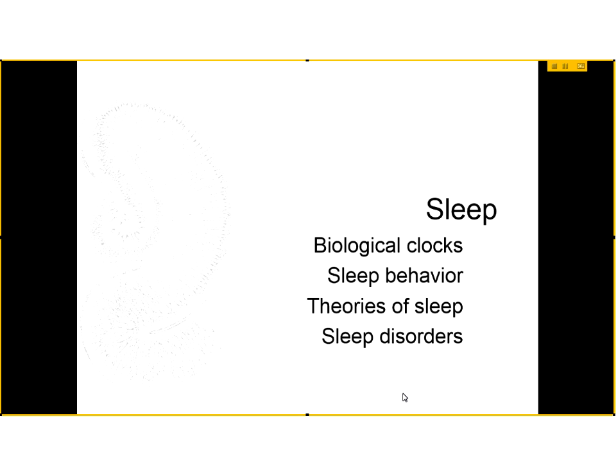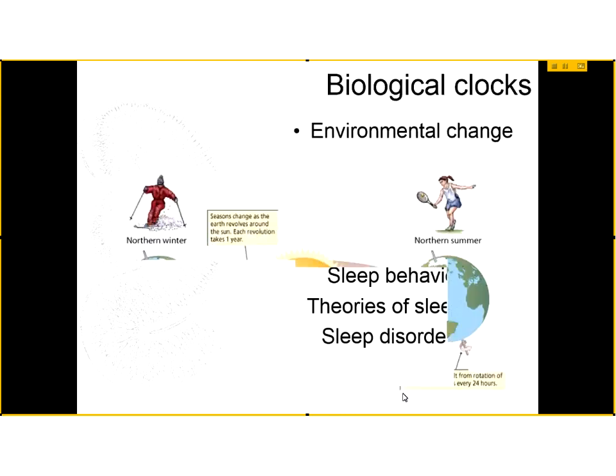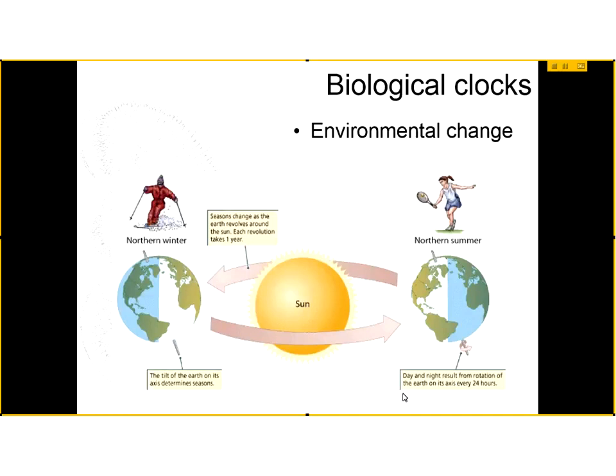So in terms of understanding sleep, it's important to understand sleep in the context of our environment and how changes in our environment are associated with changes in our behavior. If we look at our environment, we see that there are certain clocks or periodic changes that occur across the day, from day to night. There's a certain portion of the day that's light and a certain portion of the day that is dark.